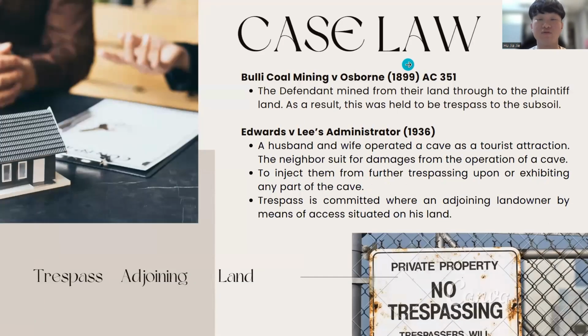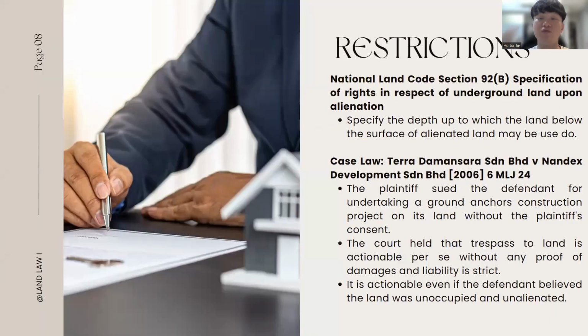For the case law, there are two cases under this situation, and both are liable for trespass due to interference with the land. As you can see, the landowner has the right to sue and exclude the trespasser. Moving on, there are a few restrictions. The provision is Section 92, Clause B, which states that the state authority has the right to deposit the surface of the land. The case law also says that you need to get consent from the state authority.